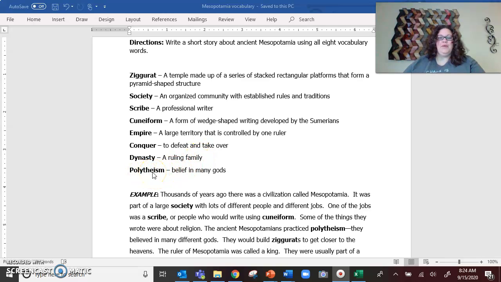And then polytheism. Polytheism. Polytheism. Put it together. Polytheism. Belief in many gods. So all of these vocabulary terms are referencing ancient Mesopotamia.